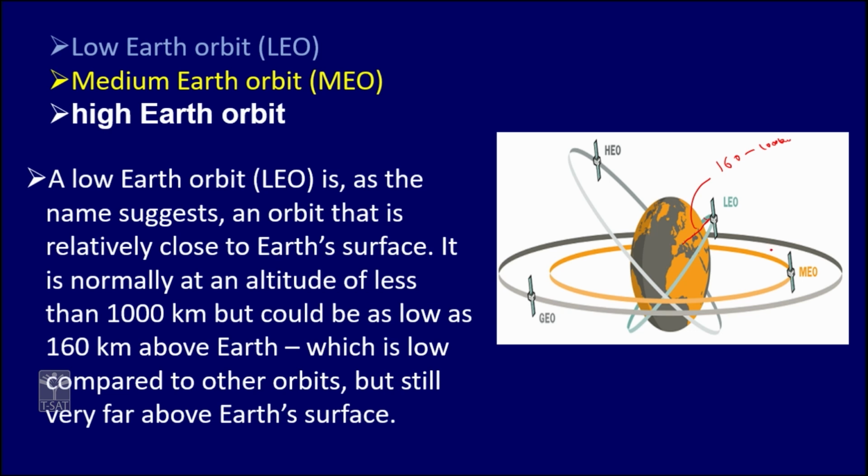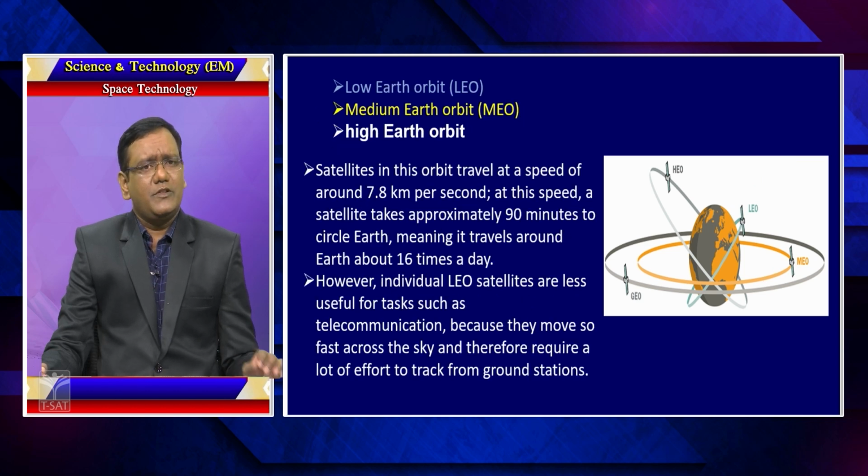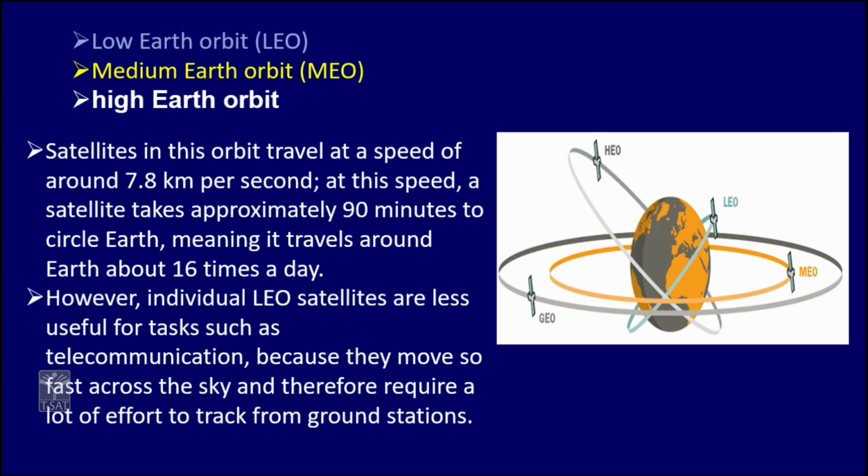Planes would actually go in between 11 to 15 kilometers like that. The satellite in this orbit travels at a speed of around 7.8 kilometers per second. At this speed, a satellite takes approximately 90 minutes to circle the Earth, meaning the sun synchronous orbit that we were talking about travels around the Earth 16 times a day.